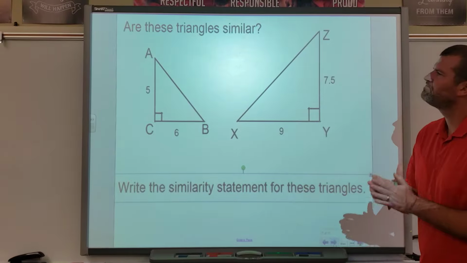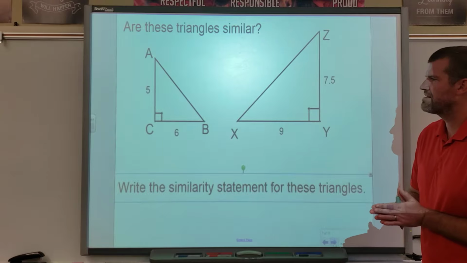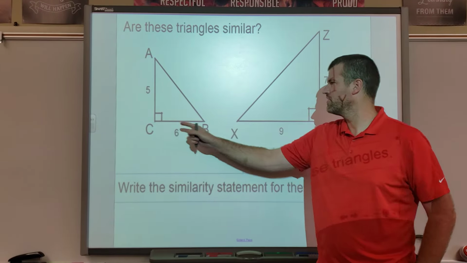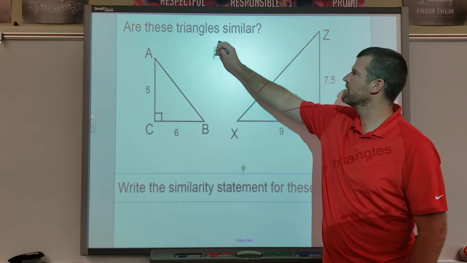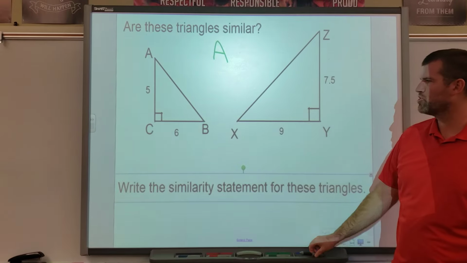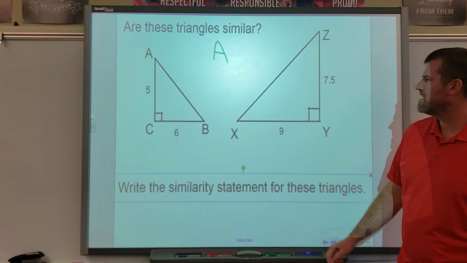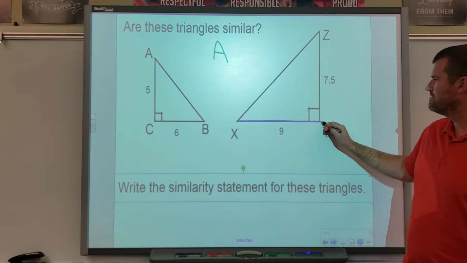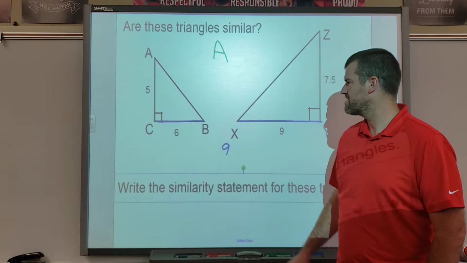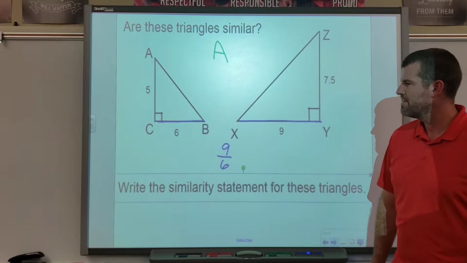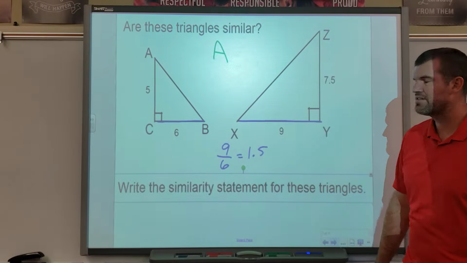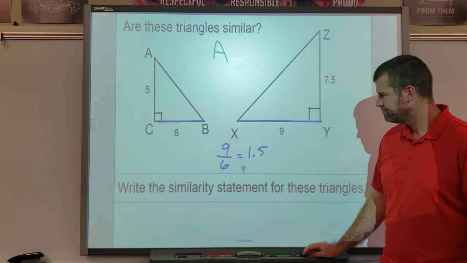Oh boy, all right. So are these triangles similar? Well, we have one angle, the 90 degrees. They are congruent, that is good. And then we need to see if the sides are proportionate. So I'm going to take this side right here, 9, and compare it to its corresponding side, 6. If I divide those, I get 1.5. So the scale factor is 1.5.